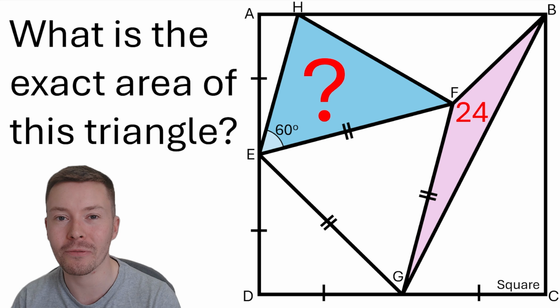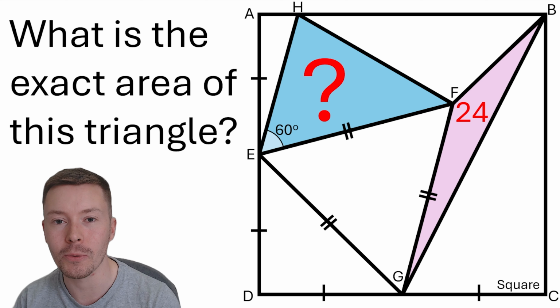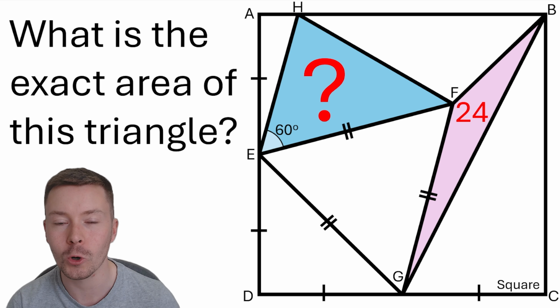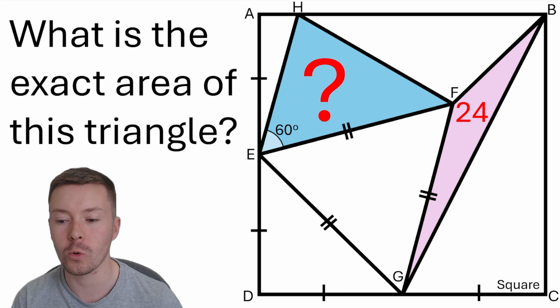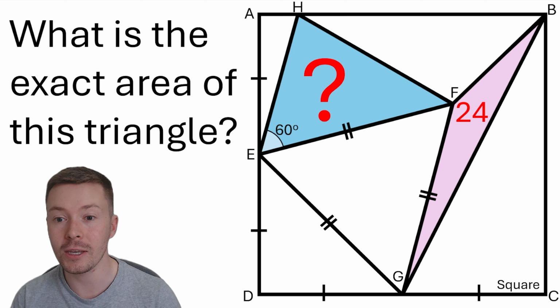This week's problem is about finding the area of this blue triangle. It's got an angle of 60 degrees in it. We've got an area of the pink triangle as being 24. We've got an equilateral triangle, EFG. We've got an isosceles triangle, EDG.